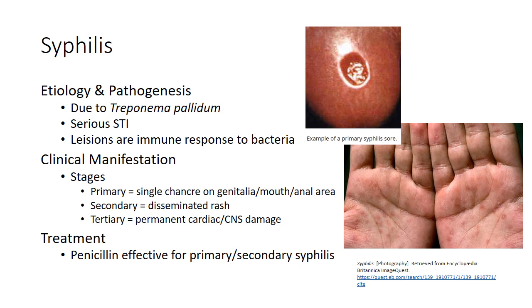The rare tertiary stage happens about 10 to 30 years actually after the secondary stage. This one is permanent and it affects the cardiovascular and central nervous system, and this stage can be deadly. So the best thing we can do is to treat primary and secondary syphilis with just penicillin, and educate our patients on prevention. So following safe sexual practices, wearing protection, things like that.